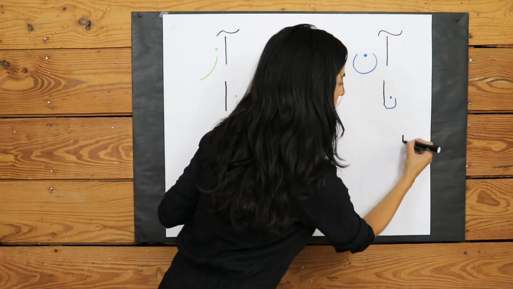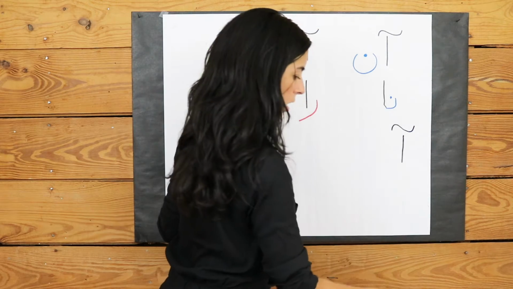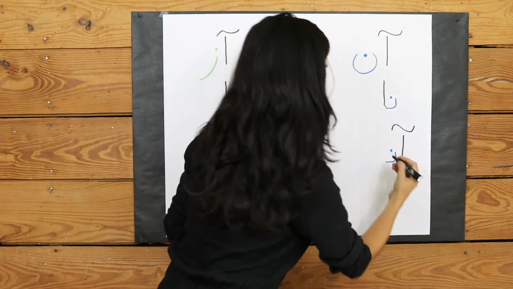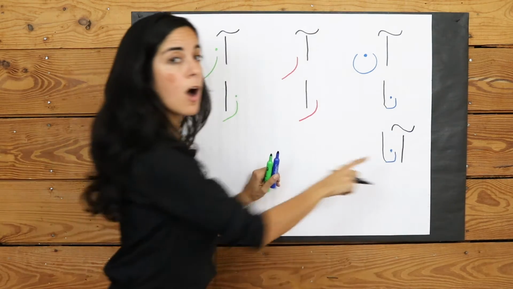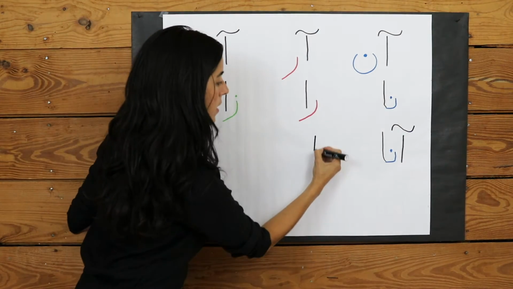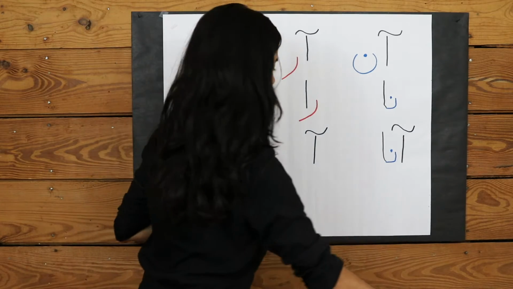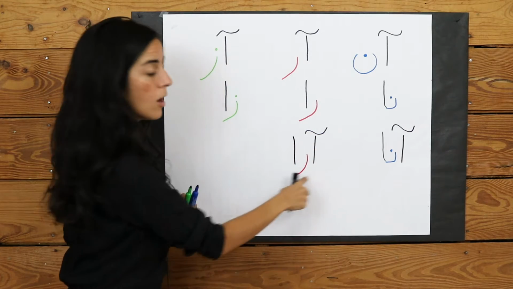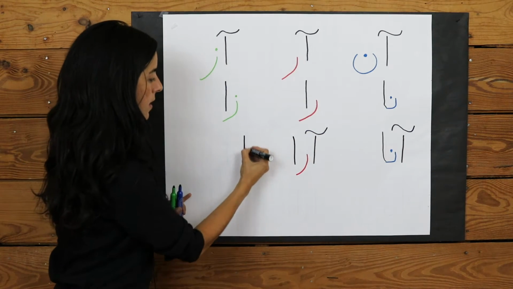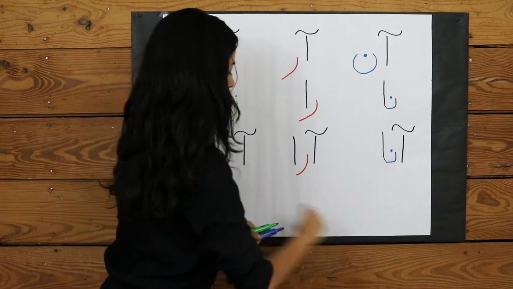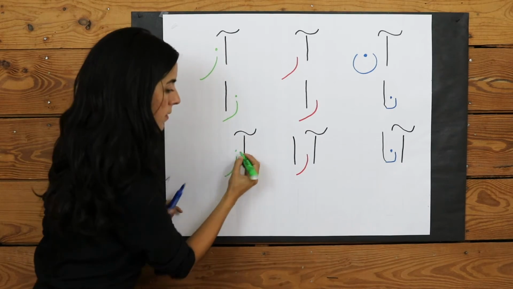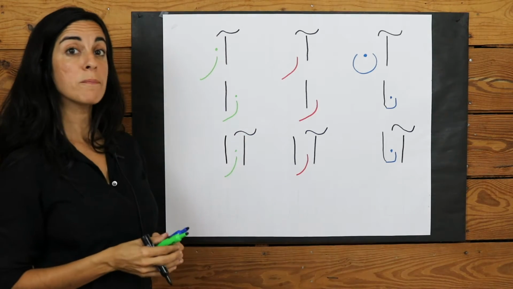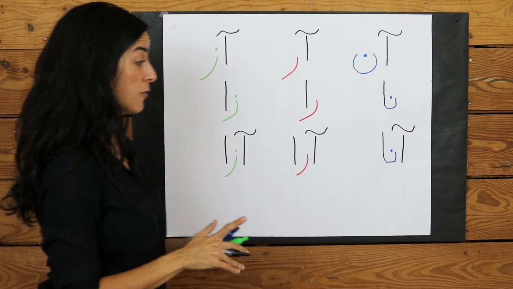So just like we did last time, let's put those both together. An a, ne, a, ana. An a, re, a, ara. And finally, a, ze, a, aza. Now let's try a 4-letter word.